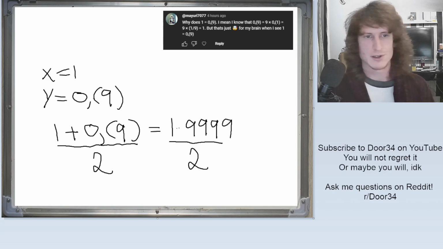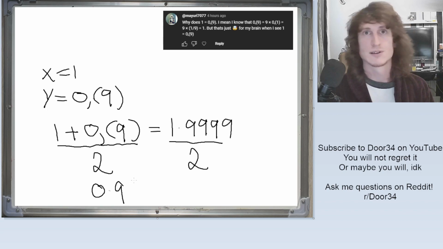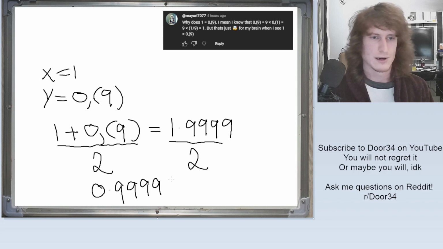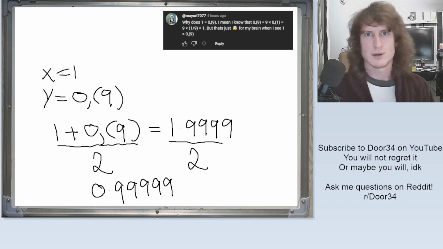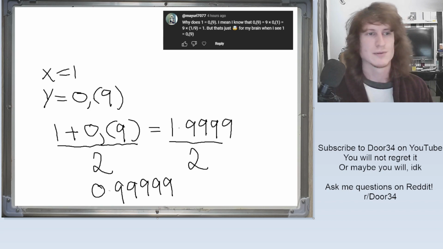But when we actually try to do this, we can't divide 1 by 2, so it's going to give us 0 point, if my tablet had actually allowed me to draw in points. You're going to have to carry the 1, so you're going to get a 9 here. You're going to have to carry the 1 again, so you're going to get a 9 here as well. You're going to get another 9, and 9, and a 9, and so on and so on. So what you can see here is that you actually end up with one of the numbers that you started with. So you can conclude that x and y are actually the same number.